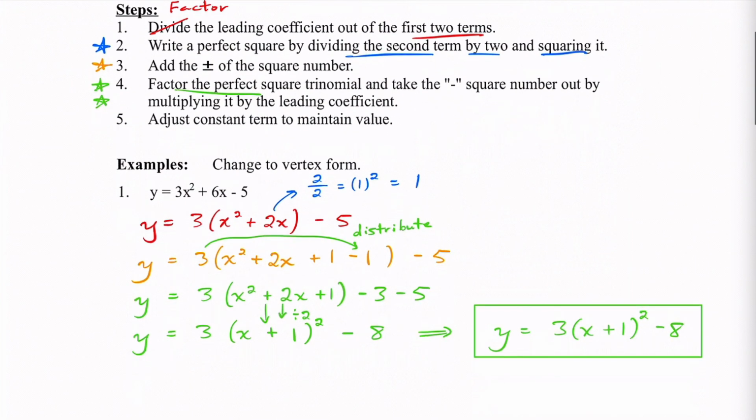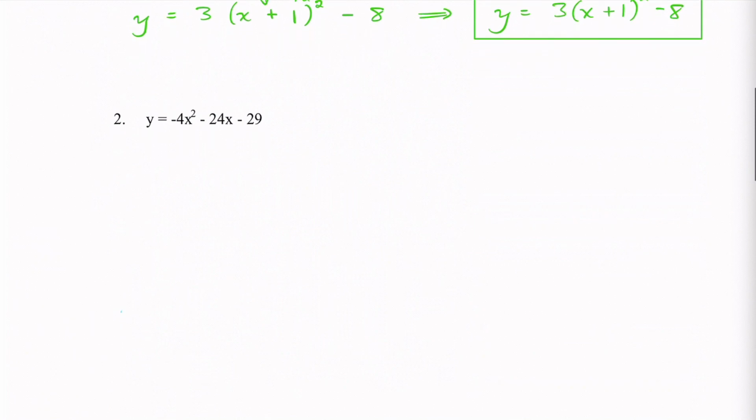Okay, on to example number 2. Okay, so step 1, we got a -4 there. We're going to want to factor that out of this term and the second term, but not this one. Okay, do not factor out of that one. So pull out the -4, and I'm left with x squared plus 6x minus 29. Again, don't try to pull it out of that last term or it's going to cause problems.